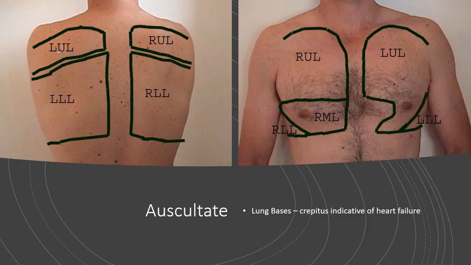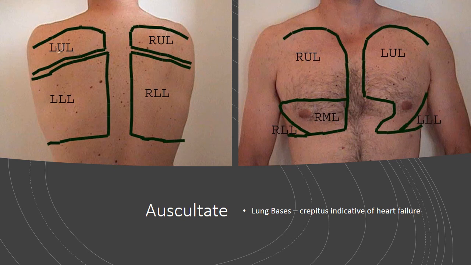Now we move on to auscultation. As I said before, I'm not talking about heart sounds in this presentation. I do have a whole other session that goes into some depth for understanding those. If you want to understand those, you can access that. But we do want to auscultate our lung bases.